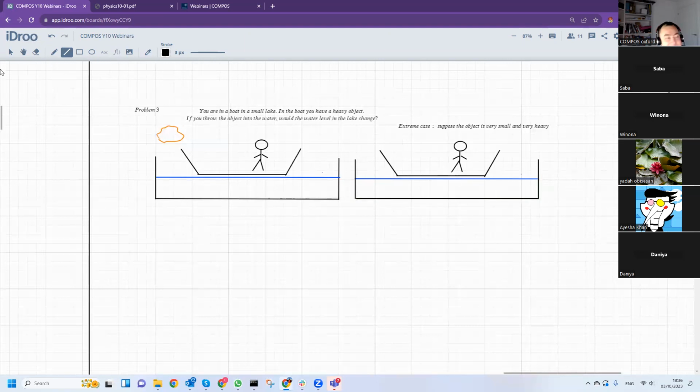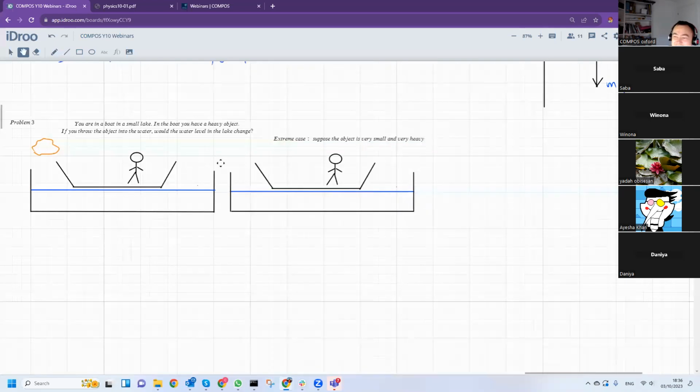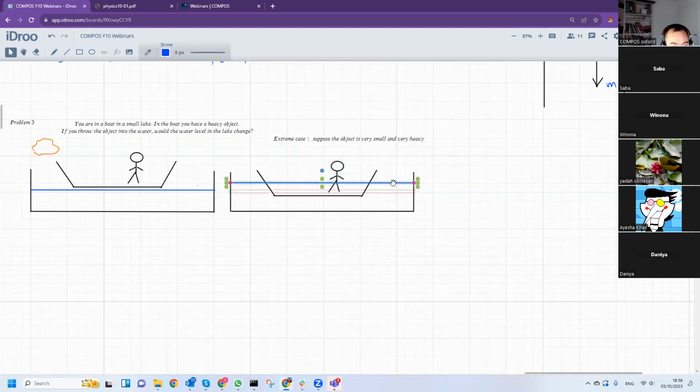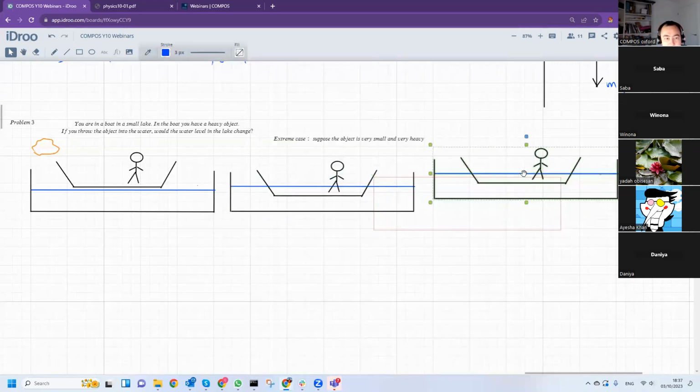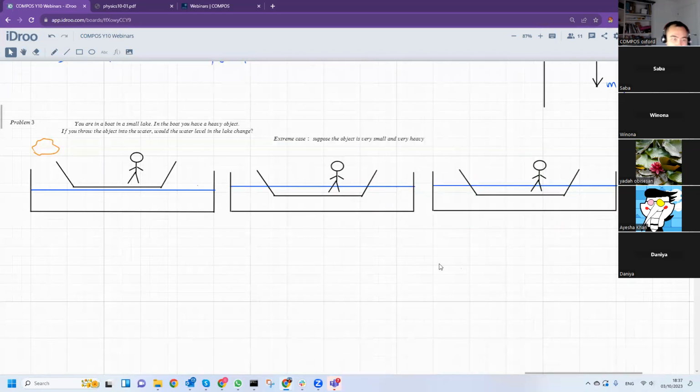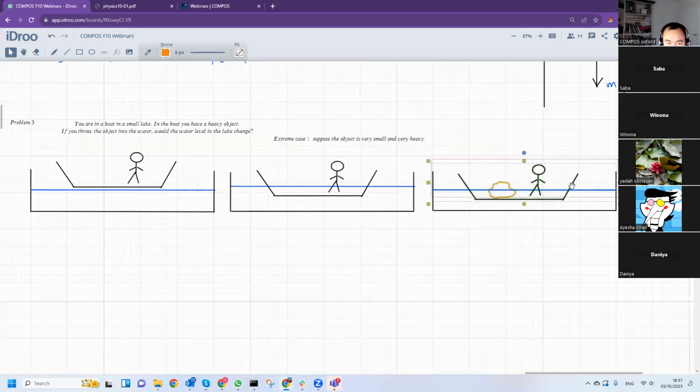Ooh, Vishaka. Yes, very good. That's a very good explanation. Yes, you are correct. Look, what happens when the boat is put into the water, the water level rises. When you put the rock into the boat, the boat goes even deeper. And the water level rises even more.